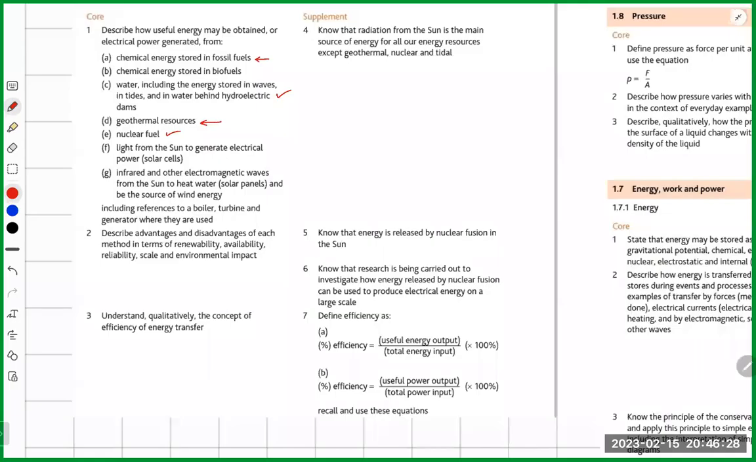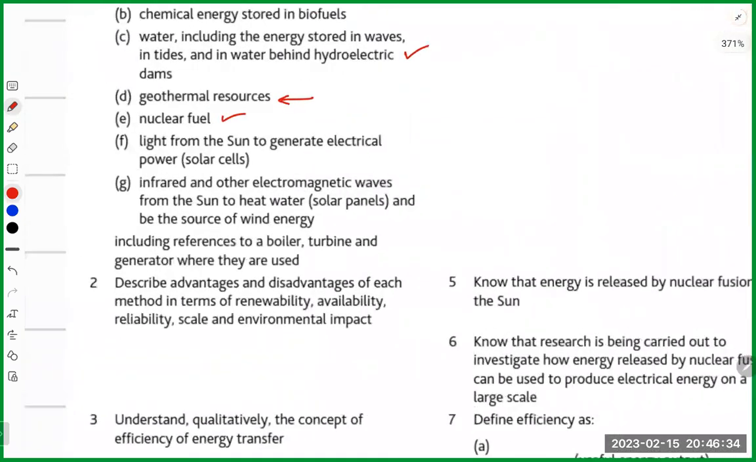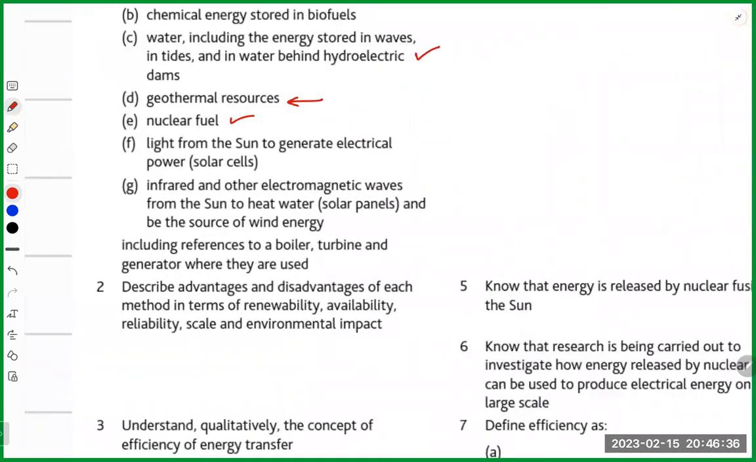This is what I want you to make your habit. Whenever you're done with a topic, you should go through the list. You should go through the syllabus and see if you can find out the parts of the topic that you want to talk to the teacher about. Okay.